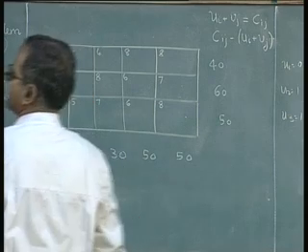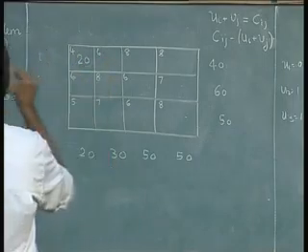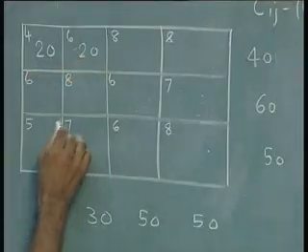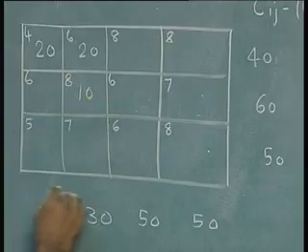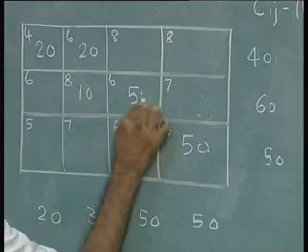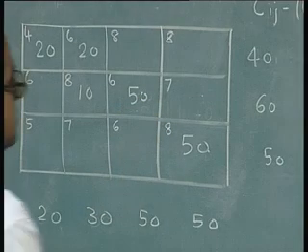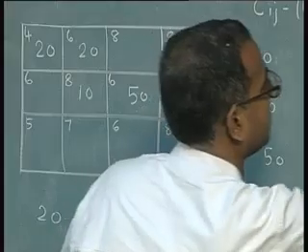Let us look at this solution which has a 20, 20, 10, 50 and 50. Now let us look at this basic feasible solution to the transportation problem.